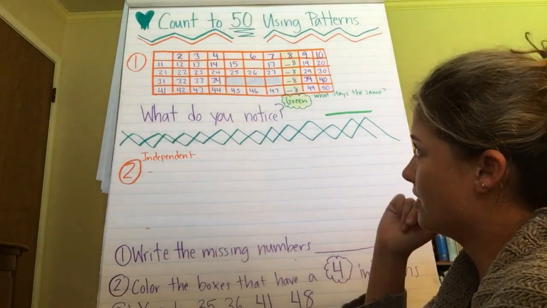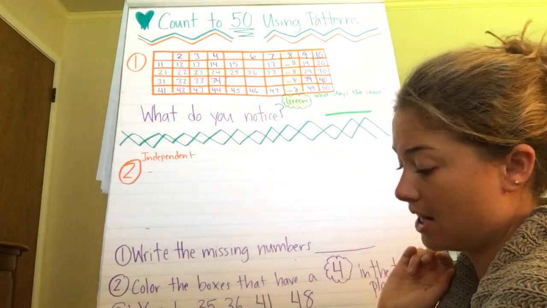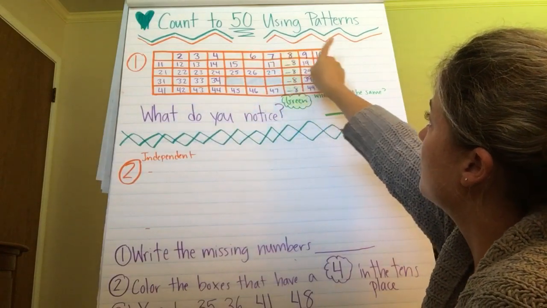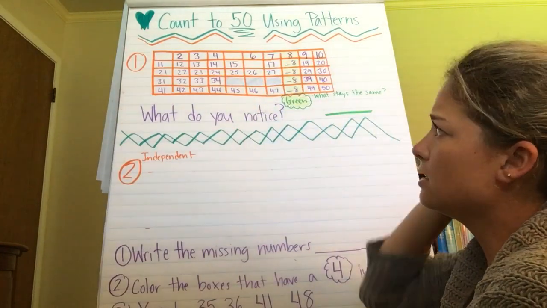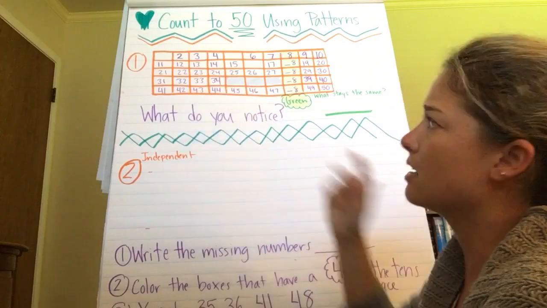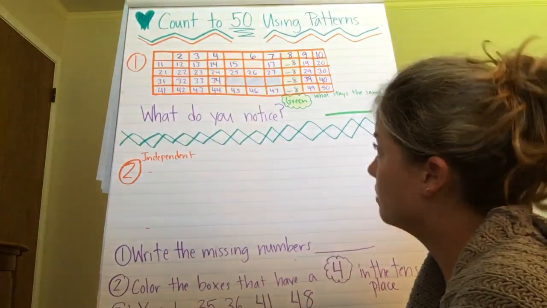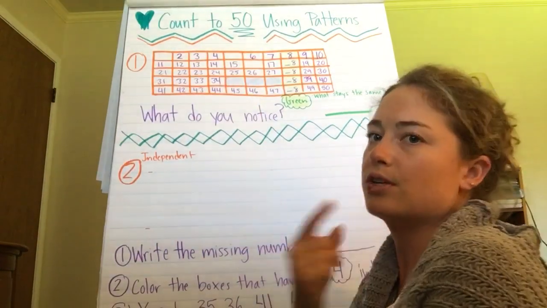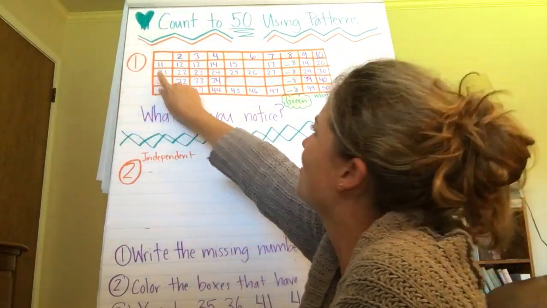We are still on topic 11. Today is 11-2. We're going to count to 50 using patterns. So first things first, friends, we have a chart of numbers here and we need to fill in the missing ones. So I'm going to use the color green. Can you tell me with your words what number is missing here?